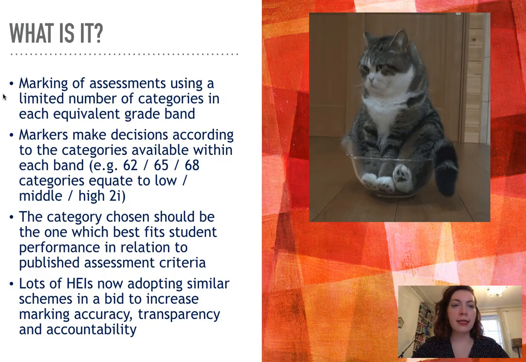So what is it? Well, it's not a totally new system. We're still going to be grading the work between 0 and 100, but you'll have fewer grades available within each band. So for example, if you're giving out a 2-1 mark to a student, instead of a range from 60 to 69, you'll actually only be able to give one of 3 marks. So a 62, which is equivalent to a low 2-1, a 65, a middling 2-1, or a 68, a high 2-1. So you pick which category you think best fits the student's performance in relation to the published assessment criteria, so the generic marking scheme and the brief.